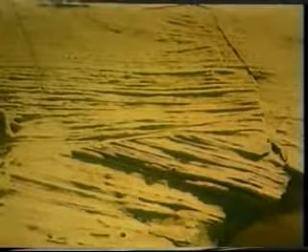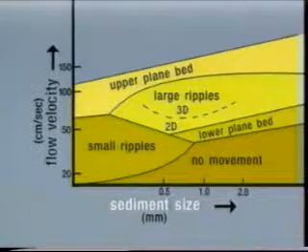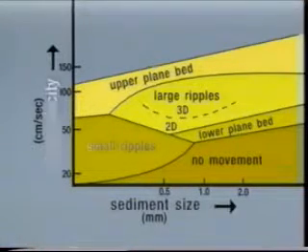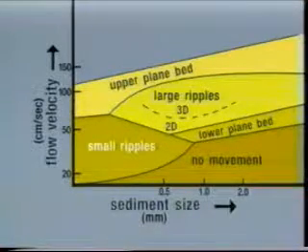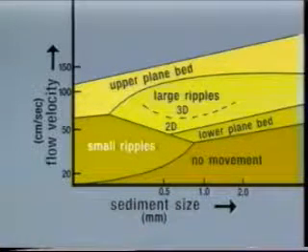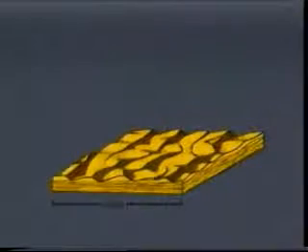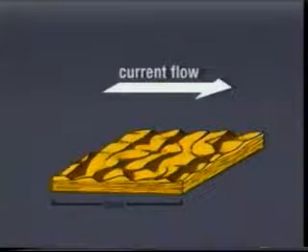Important among these are current-generated stratification features produced by various sediment bed forms. Here we see how the several basic bed forms develop in response to sediment size and flow velocity. Small ripples are downstream migrating bed forms, produced by relatively low current velocities in sediment ranging from silt to medium-grained sand. Small ripples are less than several centimeters in height and have gentle up-current and steeper down-current slopes.